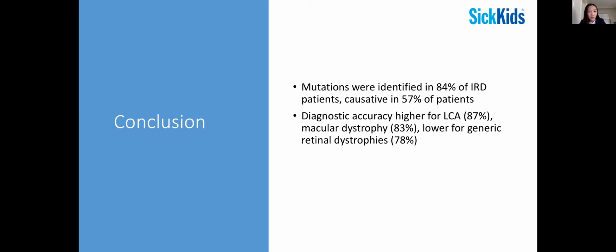This is because variants of unknown significance are continuing to be recategorized as pathogenic variants, and newer technologies are used for genetic testing. While diagnostic accuracy is high in some clinical presentations like LCA and macular dystrophy, others such as generic retinal dystrophies require further investigation. And therefore, when we assess patients with IRDs, genetic testing and counseling is both feasible and instrumental in the diagnosis and management of patients. Thank you for listening, and here are references.